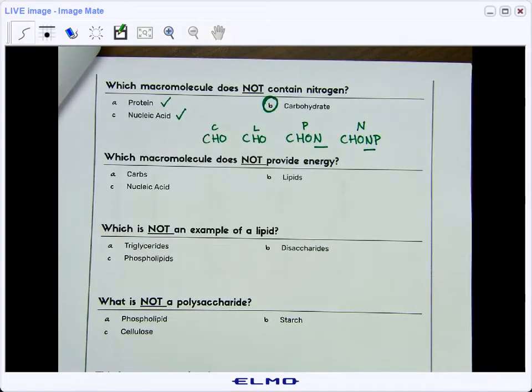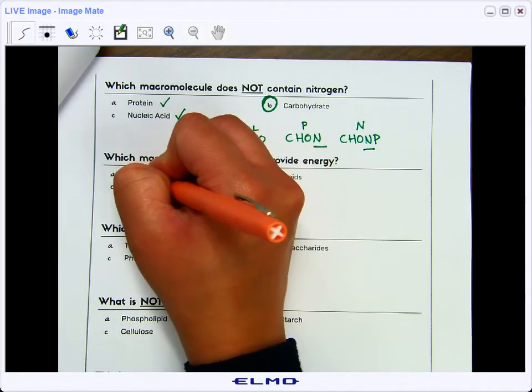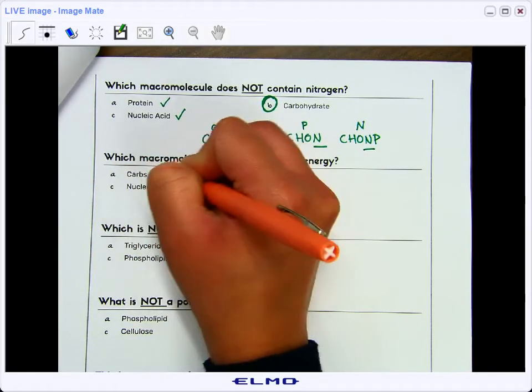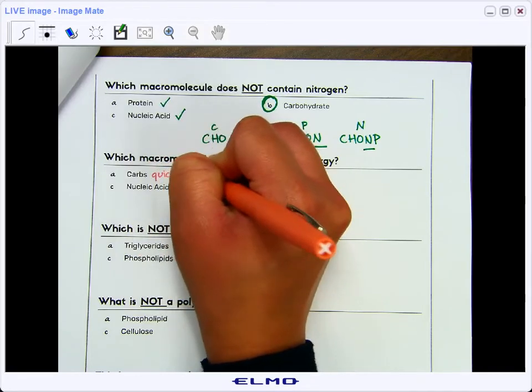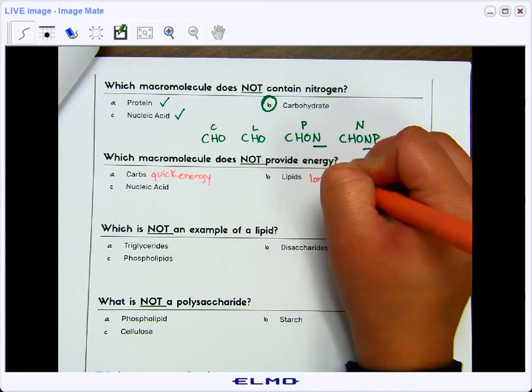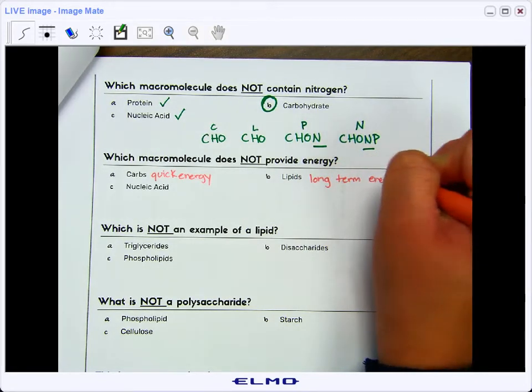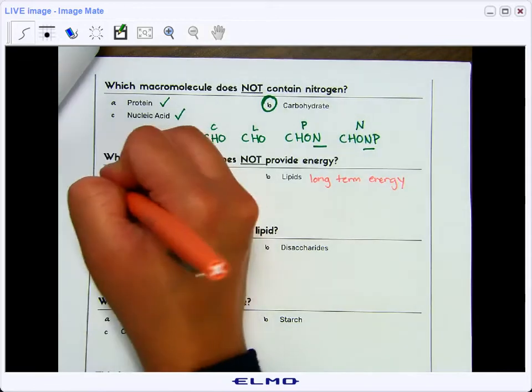Which macromolecule does not provide energy? Remember, carbs is your quick energy. Lipids is your long-term energy. The only one that is not energy is your nucleic acids.